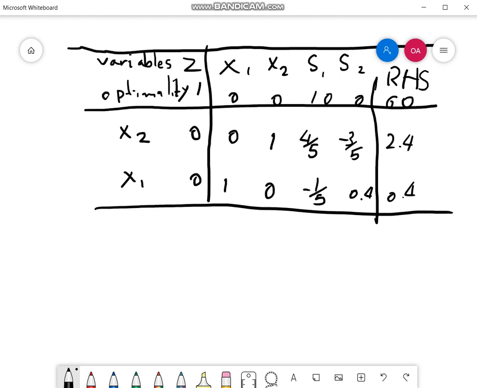So all coefficients in my optimality condition are more than or equal to 0. So zj is more than or equal to 0. So I have the satisfactory condition. So I have an optimal solution.